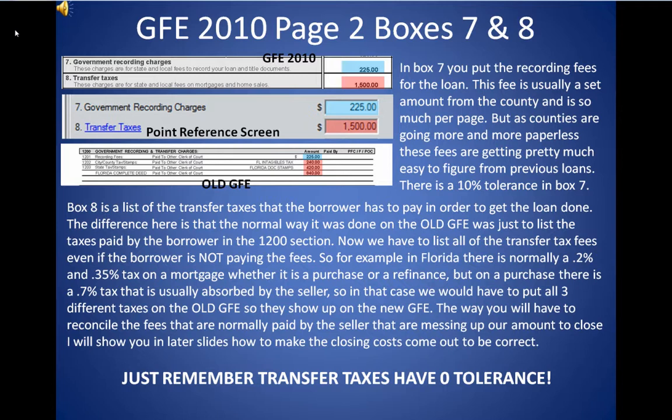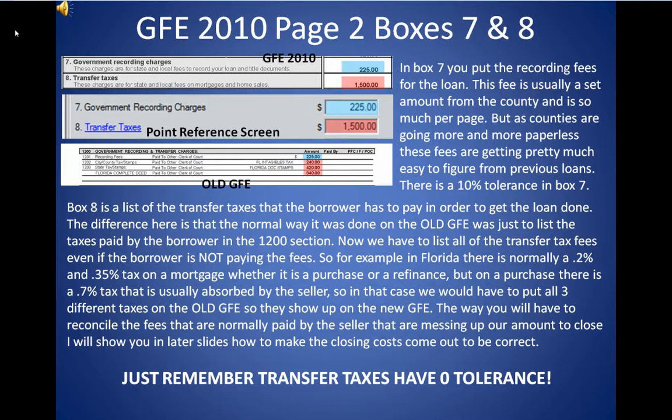On boxes 7 and 8, this has to do with deeds, recordings, tax stamps, anything that the customer is charged by the government in order to get their loan done. On box 7, that has to do with their recording charges. This does transfer over from the old Good Faith endpoint into the new Good Faith. So if you enter that data in there correctly, it will transfer over. There is a 10% tolerance on this fee. Make sure that you get it right, get it close for your particular county or area.